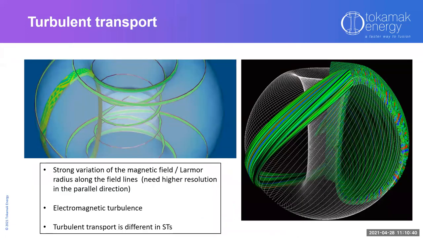The other interesting feature of the spherical tokamak is the impact of the magnetic topology on turbulent transport. So we discussed so far collisional transport. We said that collisional transport will be different due to the various aspects that we discussed before. But what about turbulent transport? In turbulent transport, you rely on many simulations. You rely on the concept of flux tubes.